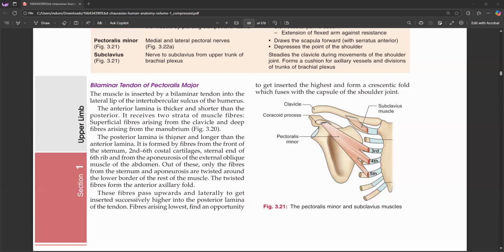It is formed by fibers from the front of the sternum, second to sixth costal cartilages, sternal end of sixth rib, and from the aponeurosis of the external oblique muscle of the abdomen. Out of these, only the fibers from the sternum and aponeurosis are twisted around the lower border of the rest of the muscle. The twisted fibers form the anterior axillary fold. These fibers pass upwards and laterally to get inserted successively higher into the posterior lamina of the tendon. Fibers arising lowest get inserted highest and form a crescentic fold which fuses with the capsule of the shoulder joint.